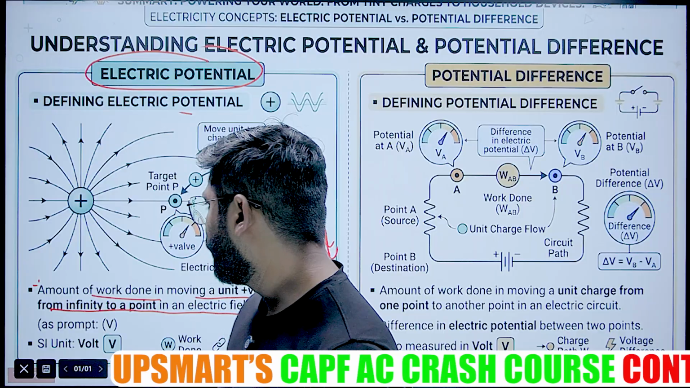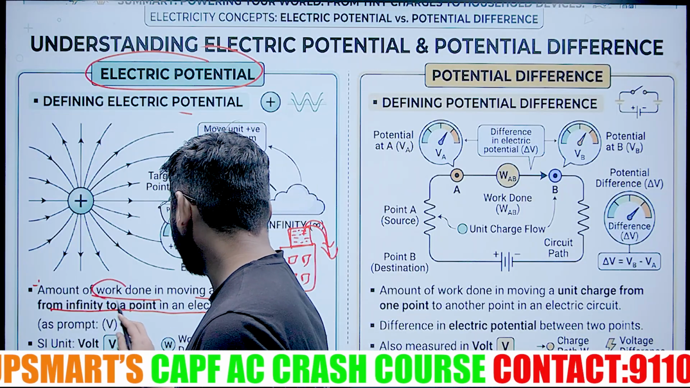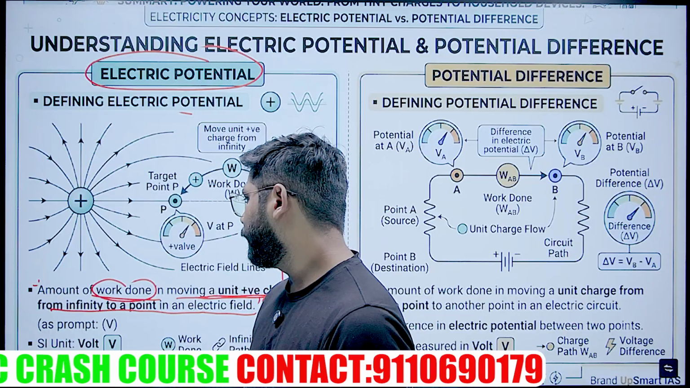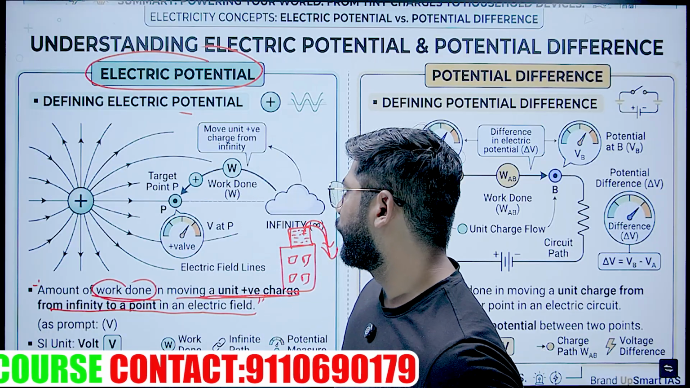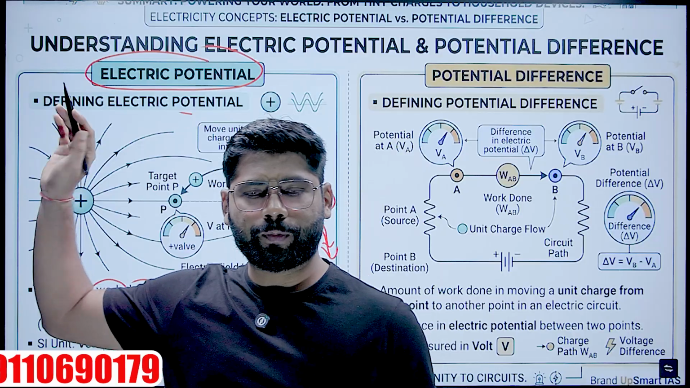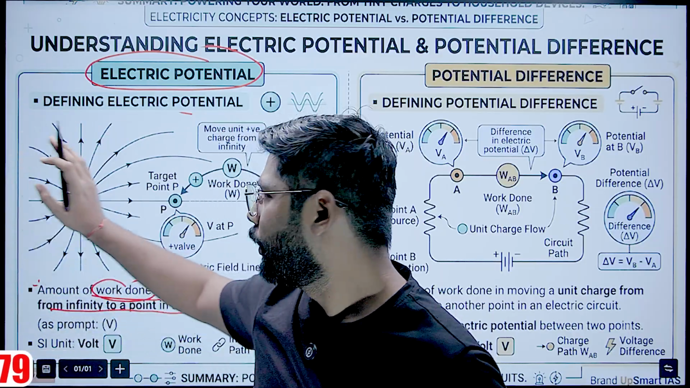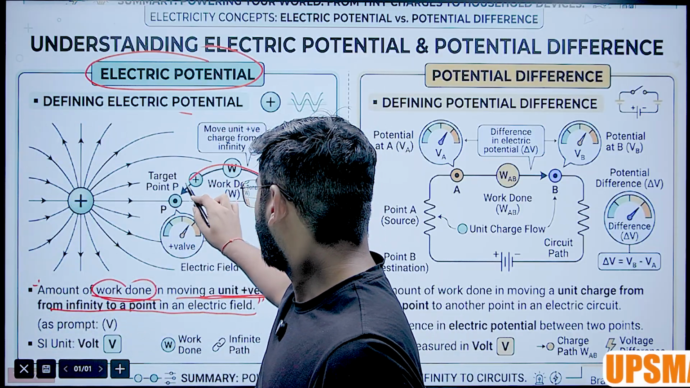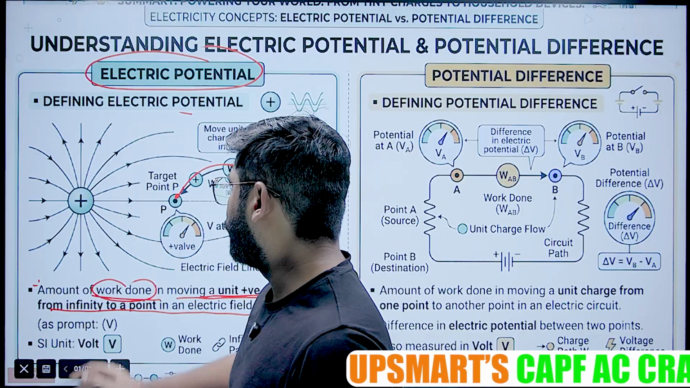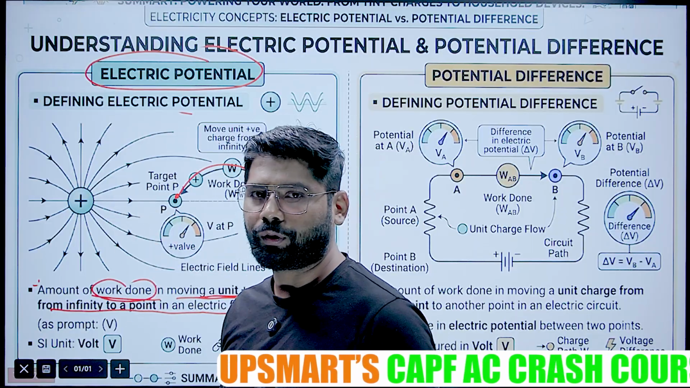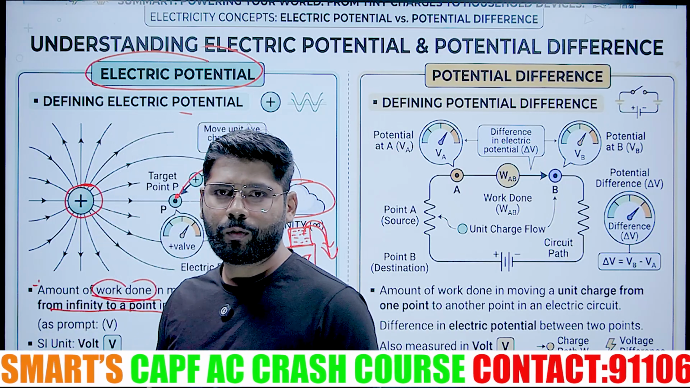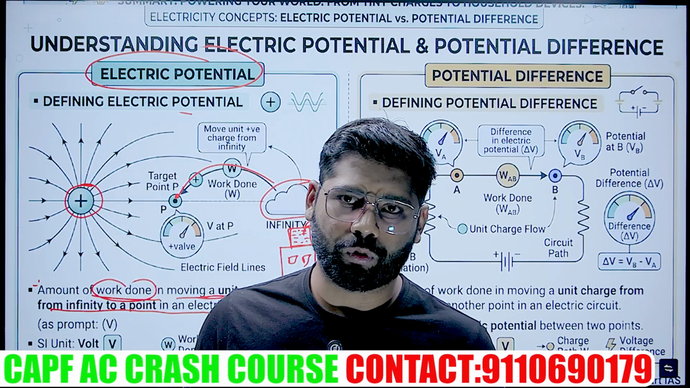Now when it comes to electric potential, it is the amount of work done in moving a unit positive charge from infinity to a point in an electric field. This charge can come from anywhere in the universe, but there will be a certain end point where it arrives. It will come within one electron's range, moving towards the positive charge, that is nothing but the proton.